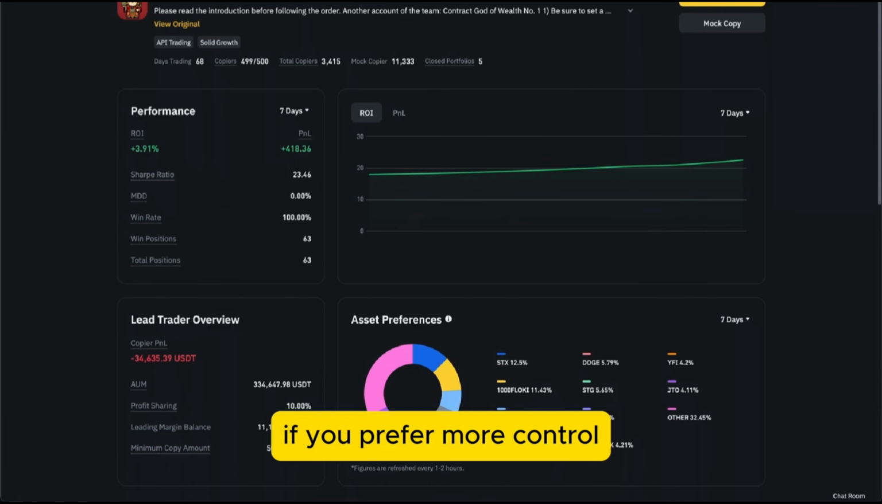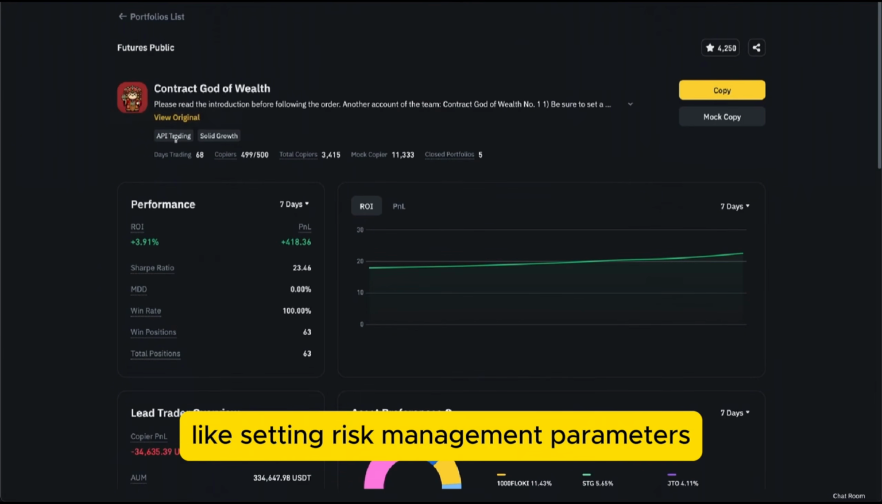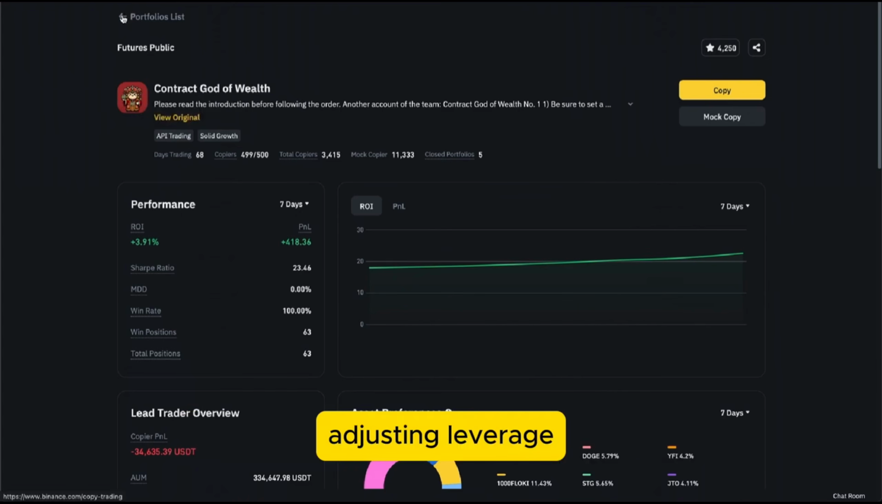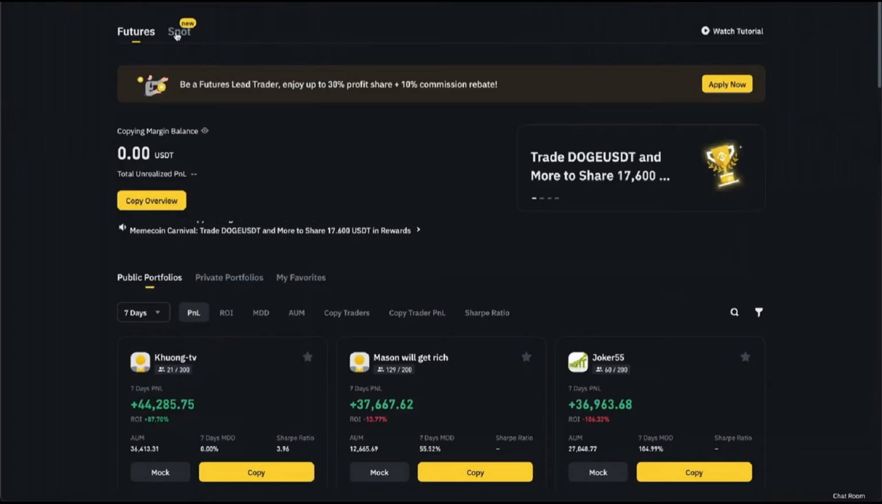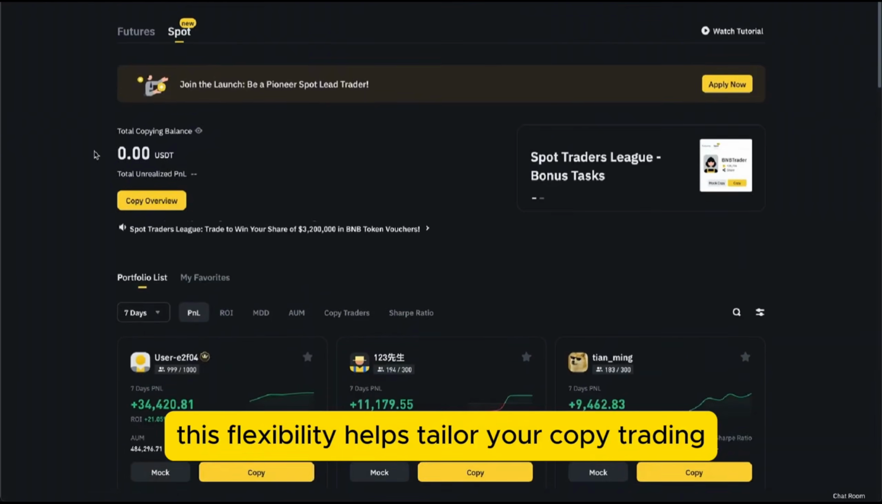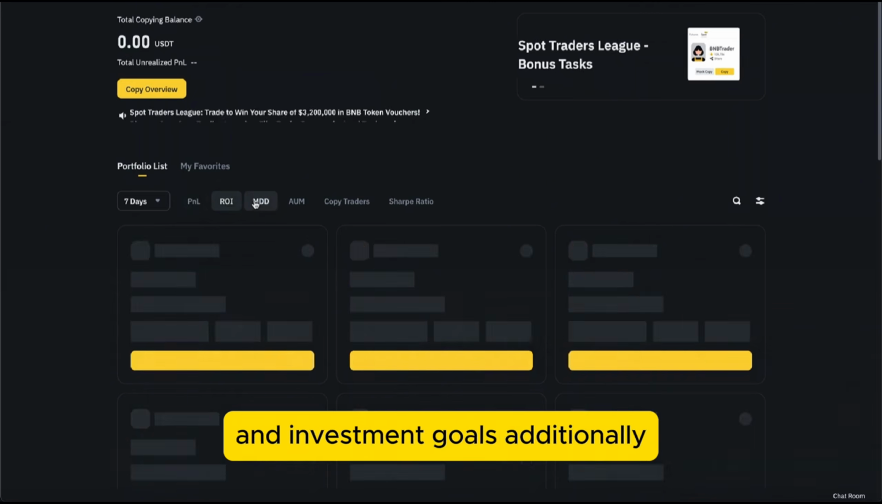If you prefer more control, the advanced mode allows for specific adjustments like setting risk management parameters, adjusting leverage, and choosing custom stop-loss and take-profit levels. This flexibility helps tailor your copy trading experience to your risk tolerance and investment goals.